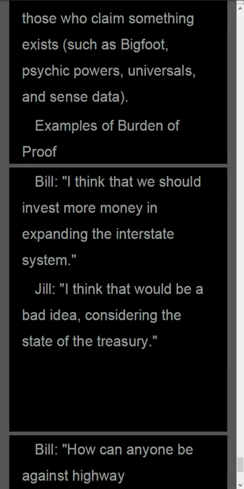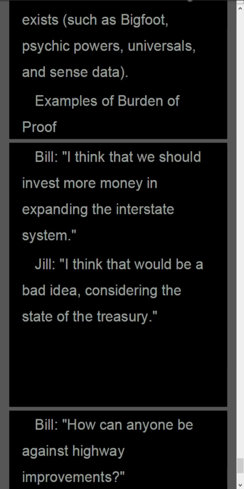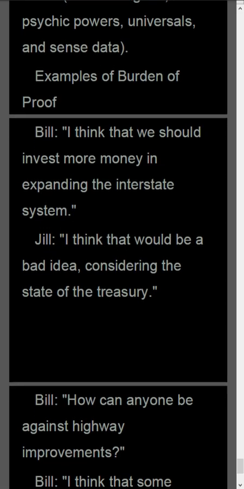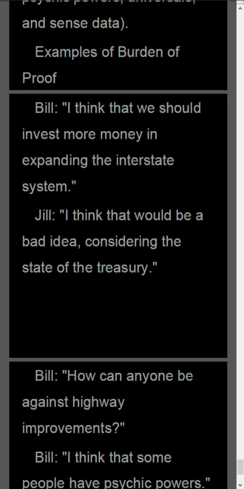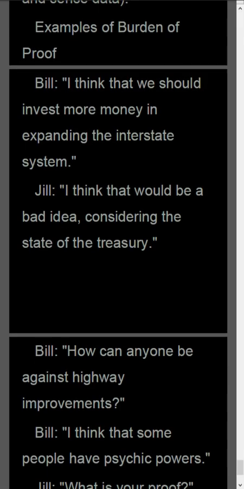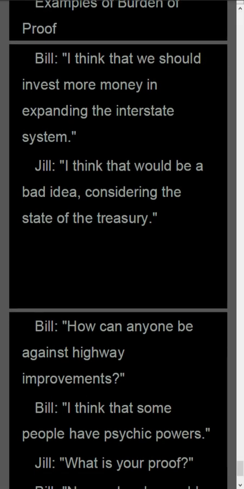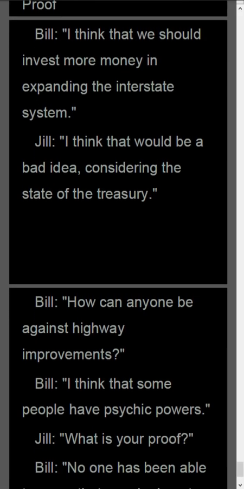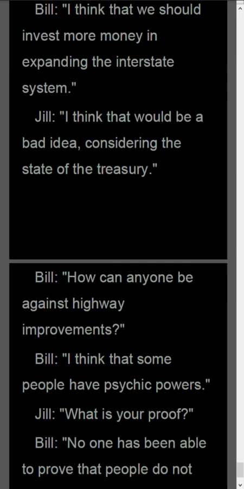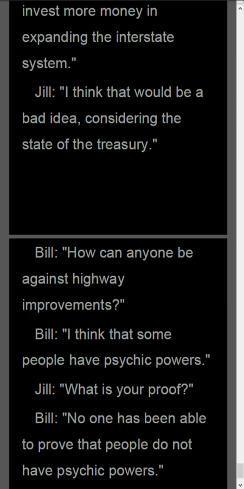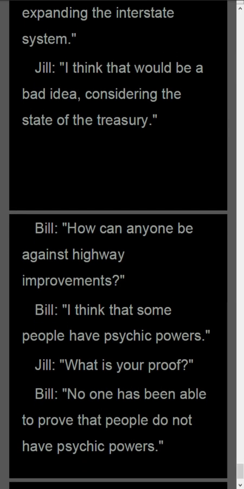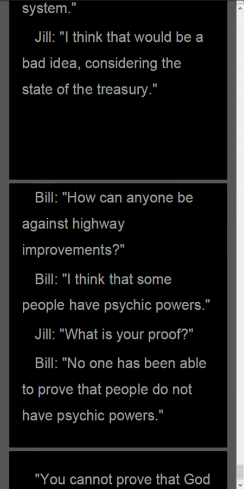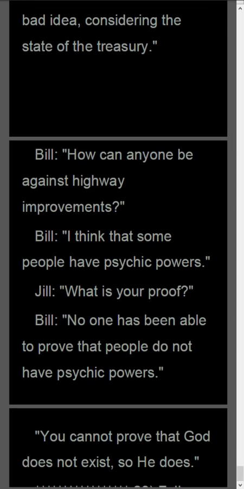Examples of burden of proof. Bill: I think that we should invest more money in expanding the interstate system. Jill: I think that would be a bad idea, considering the state of the treasury. Bill: How can anyone be against highway improvements? Bill: I think that some people have psychic powers. Jill: What is your proof? Bill: No one has been able to prove that people do not have psychic powers. You cannot prove that God does not exist, so he does.